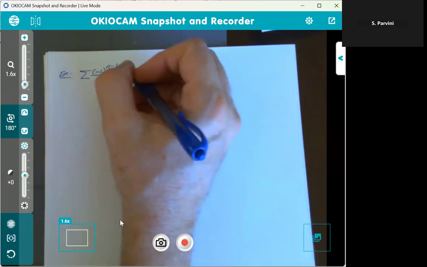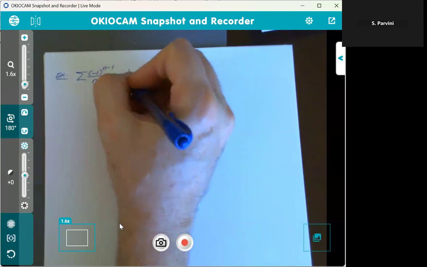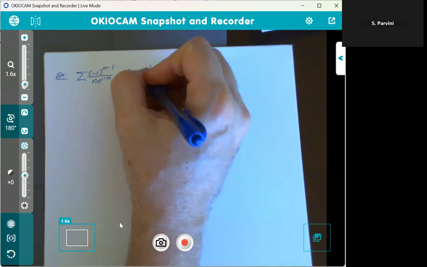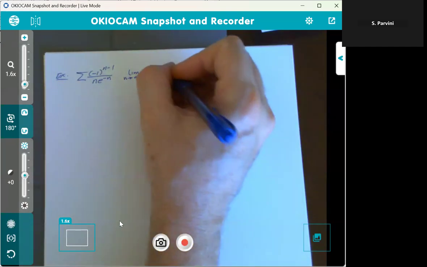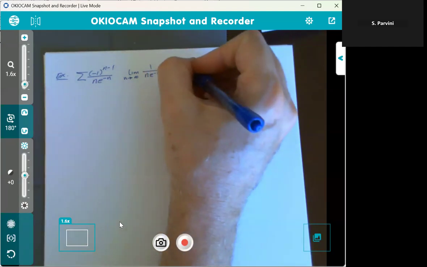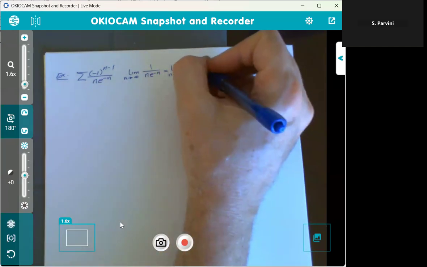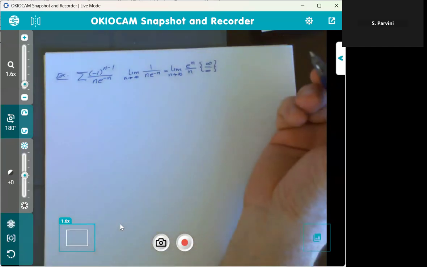Okay, so let's take a look at the limit first. If I look at the limit as n goes to infinity of 1 over n times e to the negative n, we can rewrite e to the negative n using the negative exponent rule, right? So it's going to be e to the n over n. And that is, of course, indeterminate form, infinity over infinity, correct?